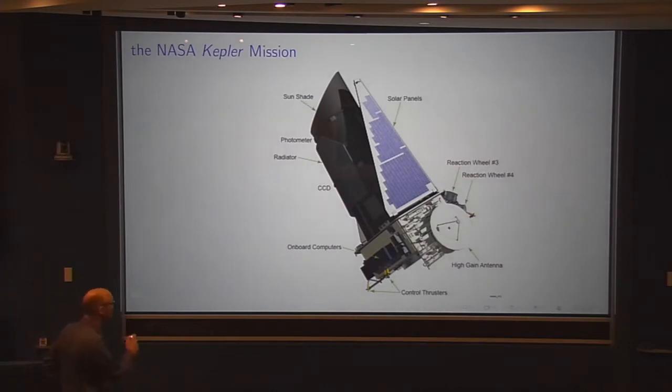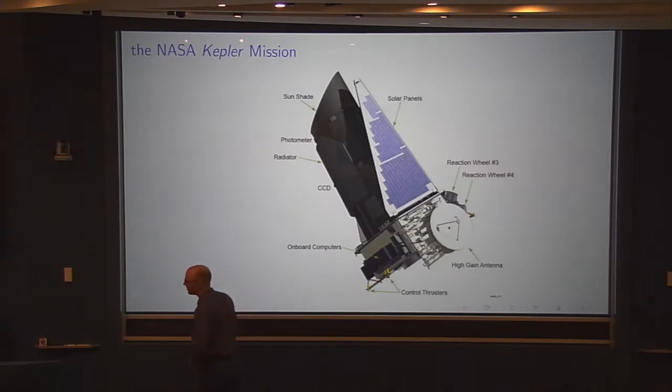Okay, good. So here's what the satellite looks like. It's a very simple design, and one of the things that's happened in space science is people have figured out incredibly simple ways to make important scientific measurements. This satellite has only four moving parts, which are these four reaction wheels for pointing. Everything else is just static. It's just electronics and a beautiful mirror. And of those four reaction wheels, two of them failed.